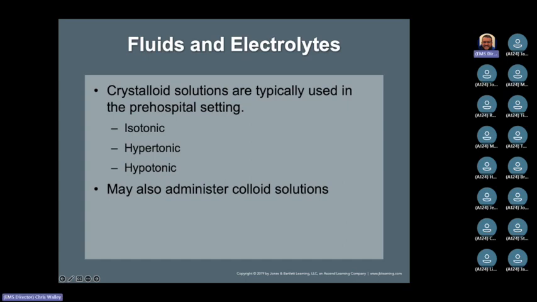We talked about this the other day. So fluids, you have your crystalloid solutions. We know that's what we carry in the pre-hospital setting. We talked about isotonic, hypertonic, and hypotonic. So your isotonic provides a stable medium for administering our medications. It does provide an effective fluid and electrolyte supplement.